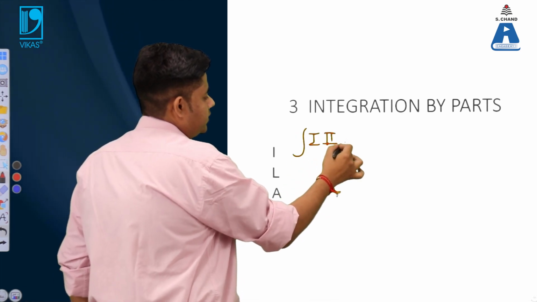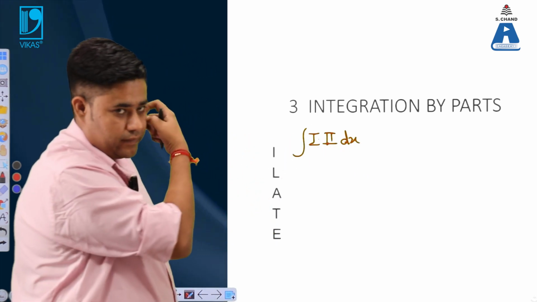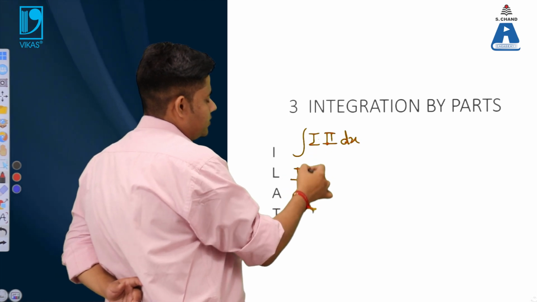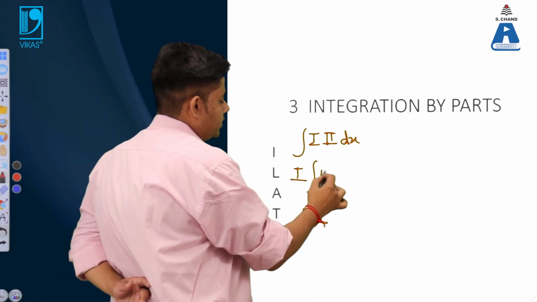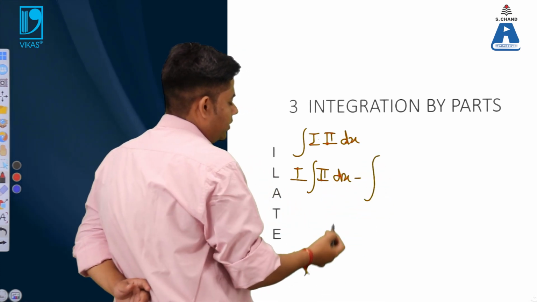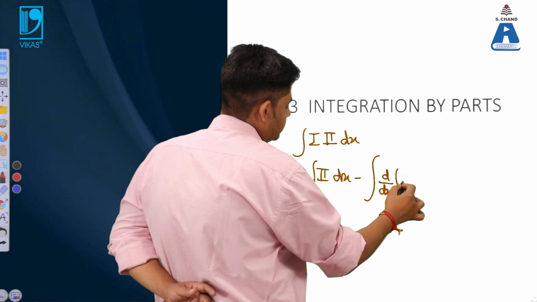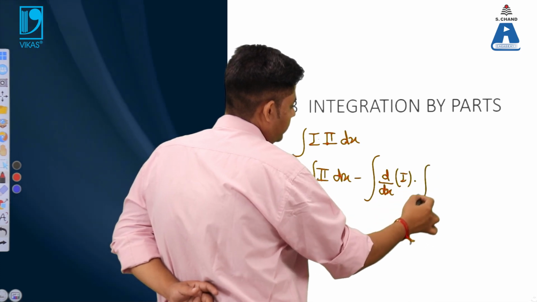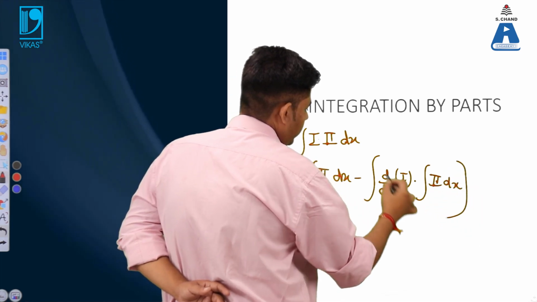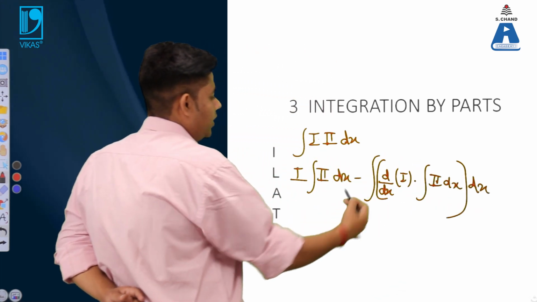We have a first and a second function together and we want to integrate them. The procedure is, we keep the first function as it is and multiply it by the integral of the second function, minus a big integral of the derivative of the first function times the integral of the second function, and overall we integrate this big integral function.